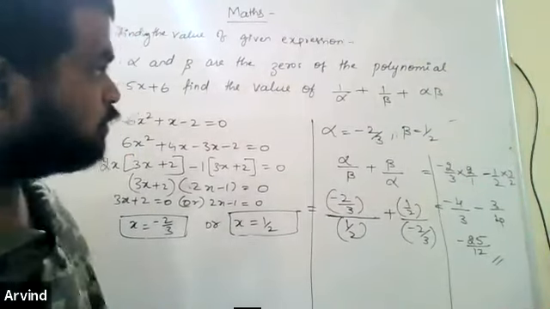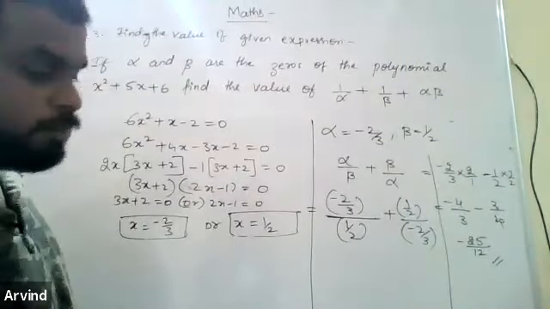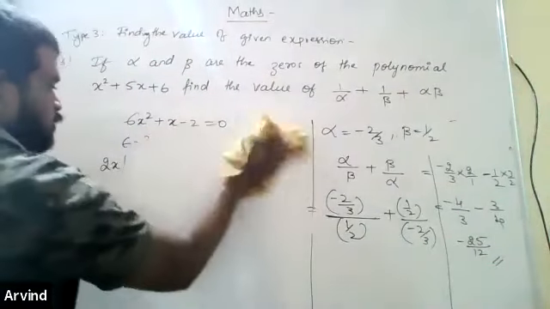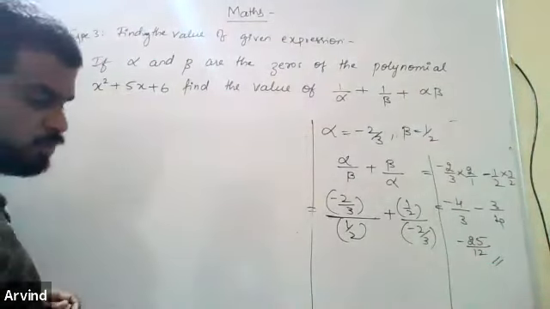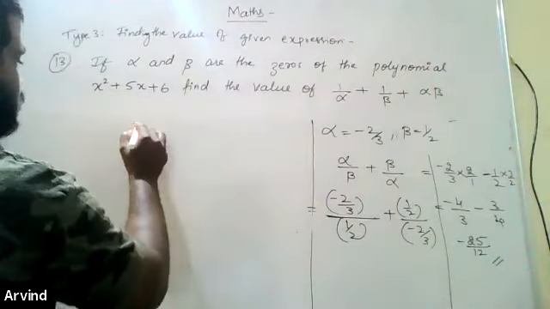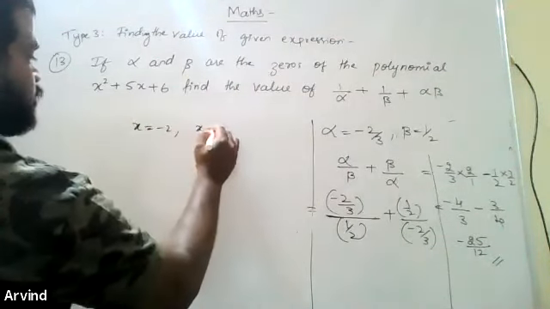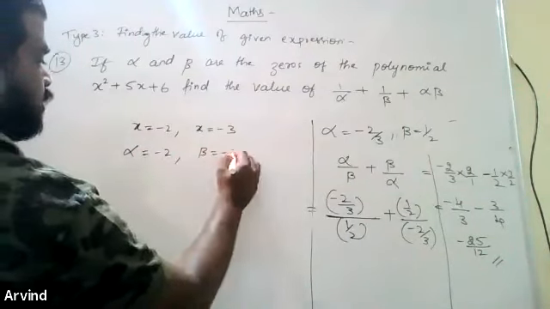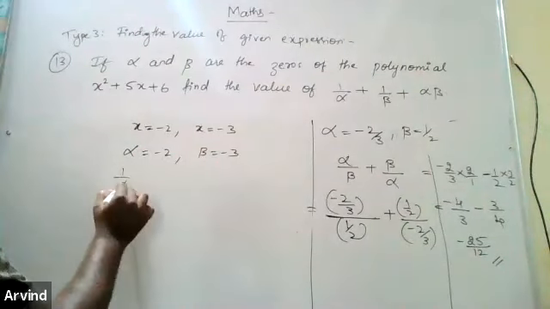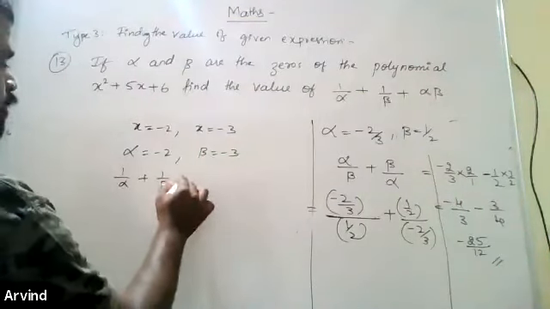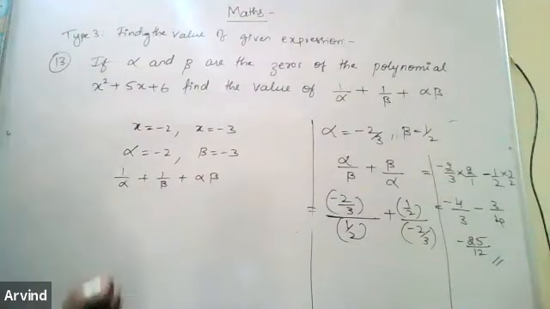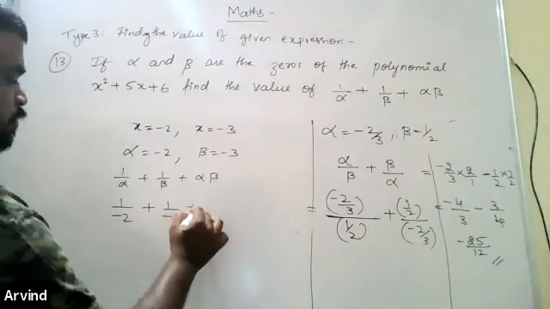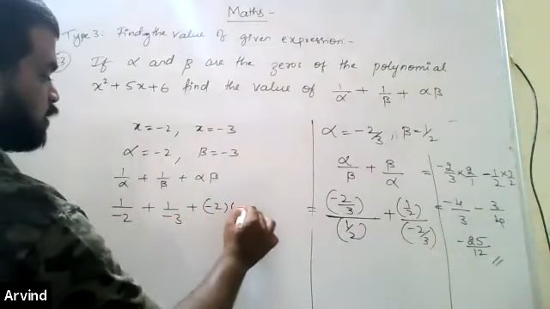And the values you have to substitute. I did not factorize it. It's an easy one. So one x value is -2, the other x value is -3. One you take as alpha, the other one you take as beta. Substitute into 1 by alpha plus 1 by beta plus alpha into beta. That is 1 by -2 plus 1 by -3 plus -2 into -3.